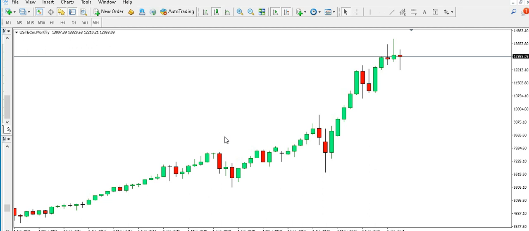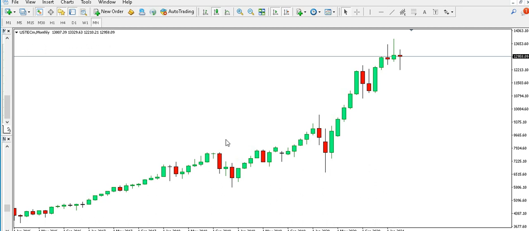Today we'll be looking at how to analyze Nasdaq 100 on the monthly time frame, weekly time frame, and daily time frame with the use of Fibonacci principle, with the use of moving averages, and with the use of trend lines. So the analysis will be on three time frames: the monthly time frame, the weekly time frame, and the daily time frame.